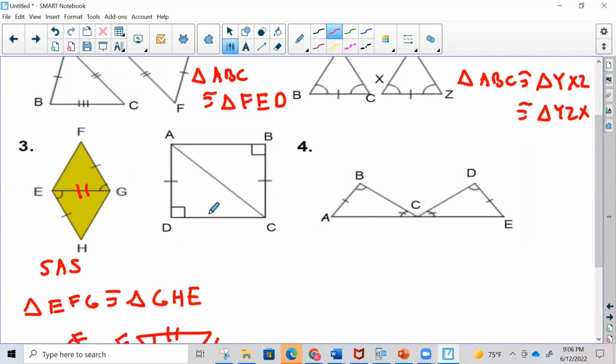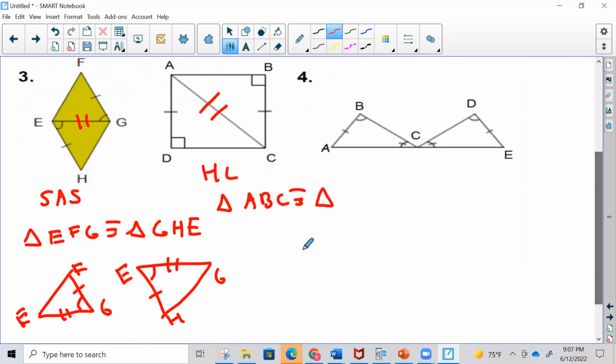Okay, so this one, I can mark the shared side. Now, if I did this one, it would be like, okay, here's angle, here's a side, here's a side. The angle's not in between the 2 sides. So it's technically angle side, but if you get that and it's a right triangle, which it is, then you need to check for HL. And so I do have the hypotenuse of both triangles and a leg. So this is HL. And then triangle ABC is congruent to triangle. Okay, and again, you could redraw them.